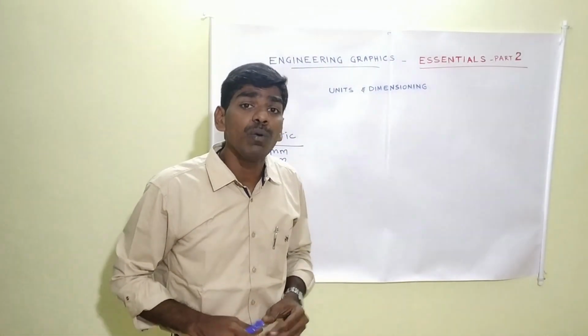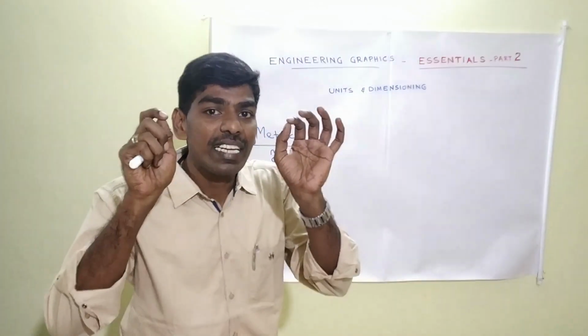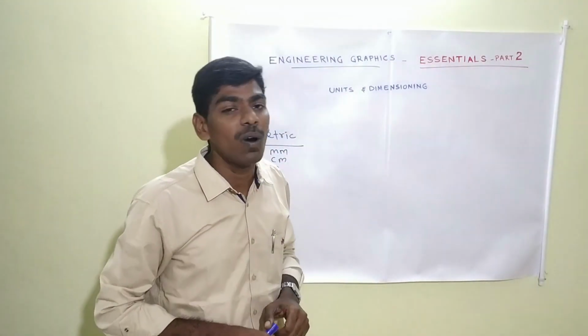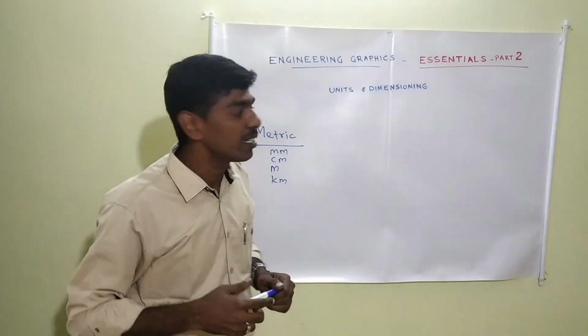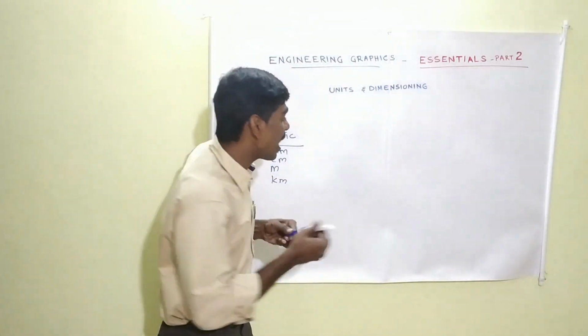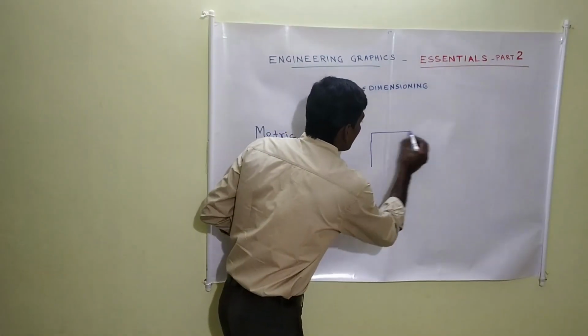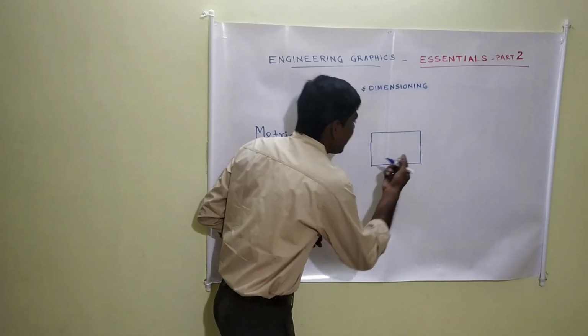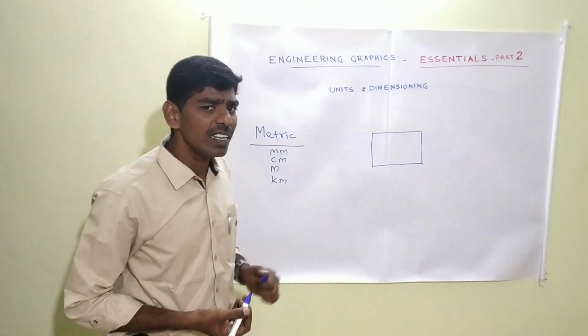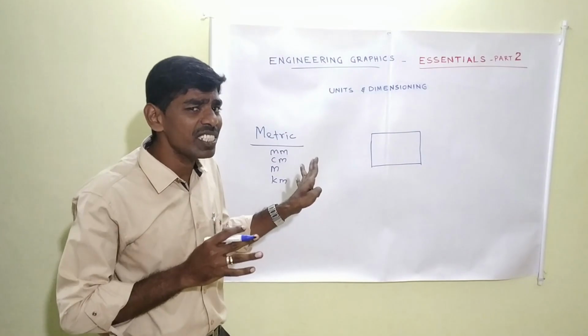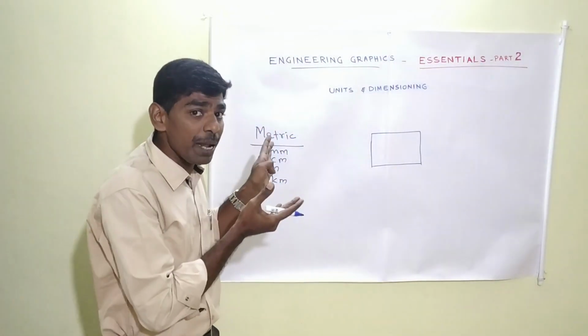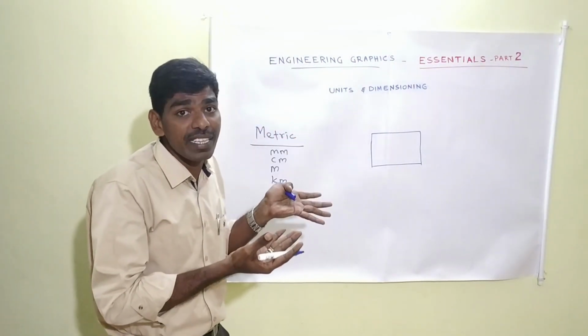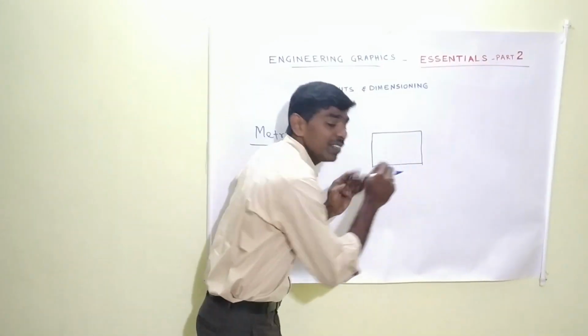So we need to give all the necessary details of a component. So dimensioning, for example, if I want to give something about a thing, let it be a rectangle. Does this give any meaning? It just gives the shape, but we don't know the size of it. We need to give something.